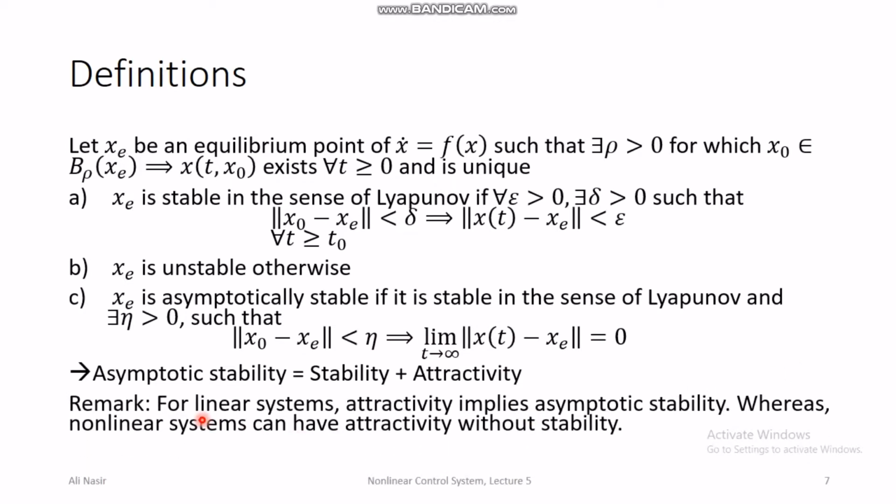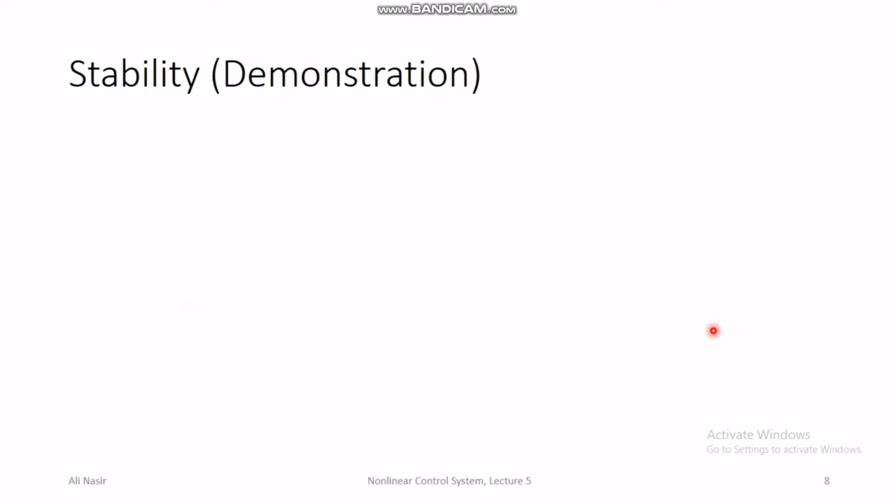Here another remark is worth mentioning, that for linear systems attractivity implies asymptotic stability, whereas for nonlinear systems they can have attractivity without the stability. That would be clarified towards the end of this course when we will be studying limit cycles and other things like that. So that's the definition of stability and asymptotic stability in the sense of Lyapunov. Next we look at some demonstration of the stability concept.